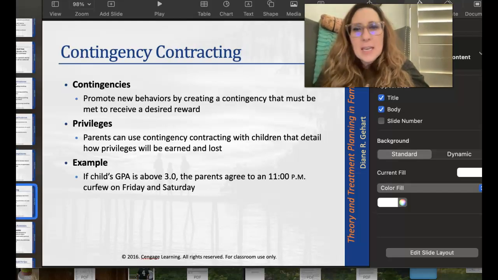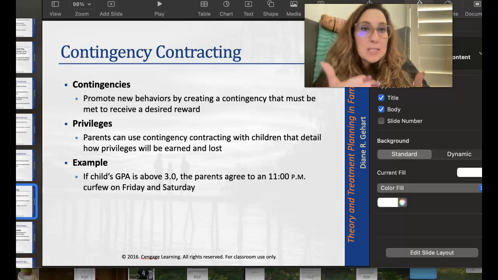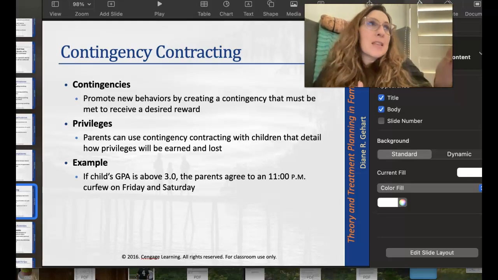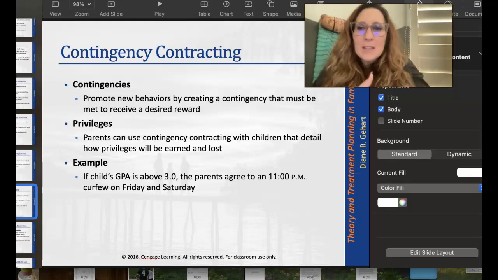Contingencies and contracting. Contingencies promote new behavior by creating a contingency that must be met to receive a desired reward. So you can get this if this is done, right? It's contingent on it. We talk about those things in the housing market, right? You can get the house, but it's contingent on the other house selling, right? Same kind of thing.